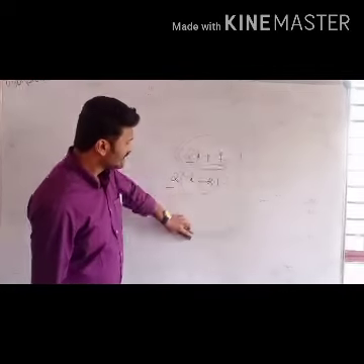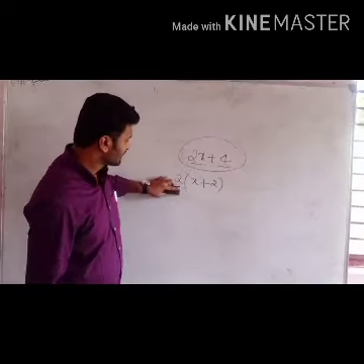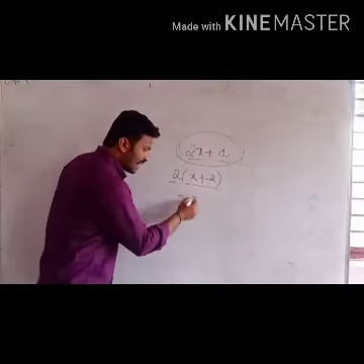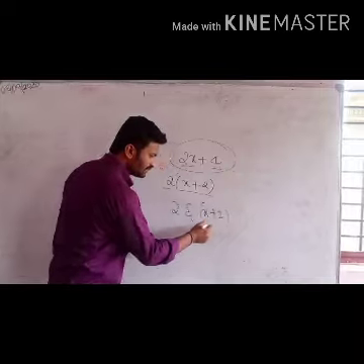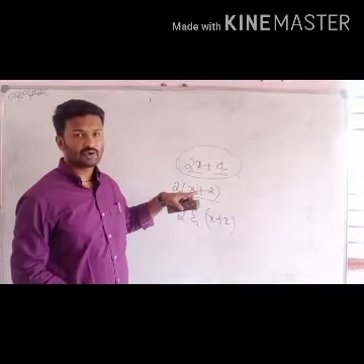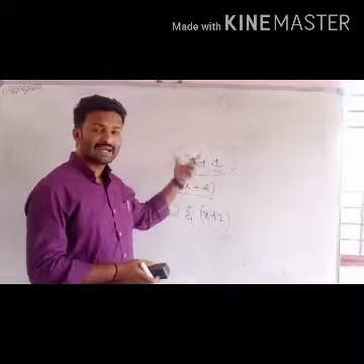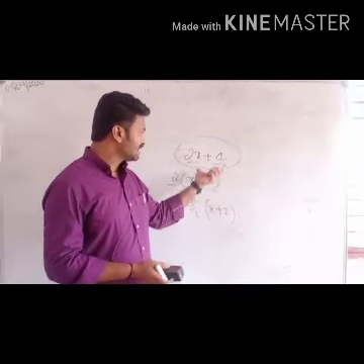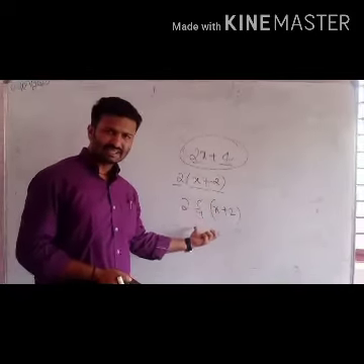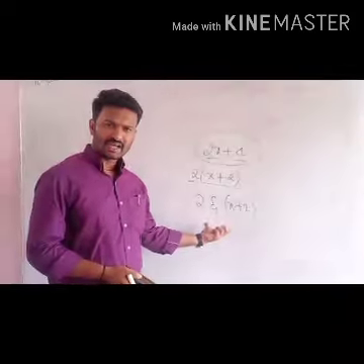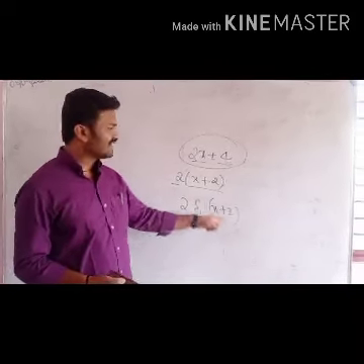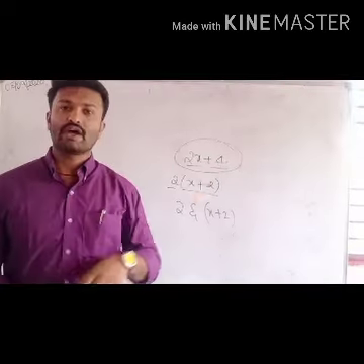Now multiply these two factors, 2 and x plus 2. You will get the same binomial. That is nothing but factorization. It is very simple: you get the factors by taking common, and after getting the factors, if you multiply, you will get the same binomial or polynomial.